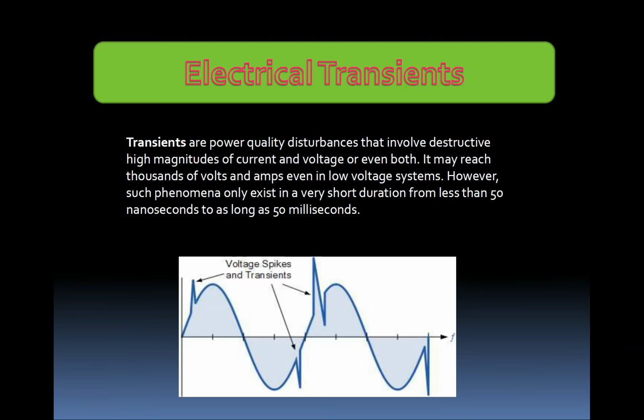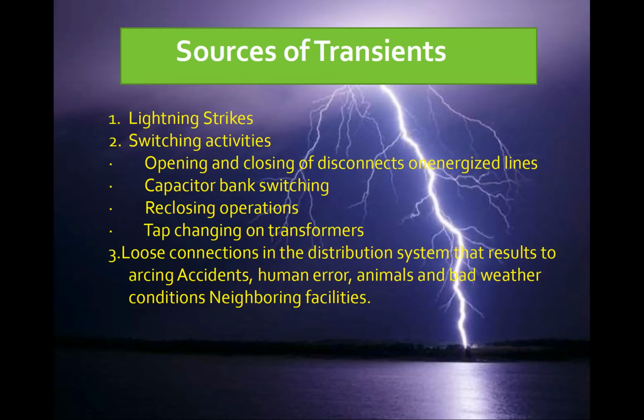Next is electrical transients. Transients are a disturbance involving destructive, high magnitude, meaning it happens at high magnitude of current and voltage. It can be both. It can reach up to thousands of volts or amps, and it can happen even in a low voltage system. However, the characteristic of this phenomenon is a very short duration, less than 50 nanoseconds. Maximum can go up to 50 milliseconds.